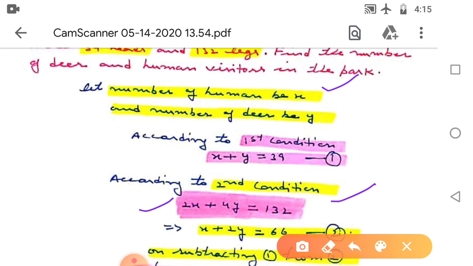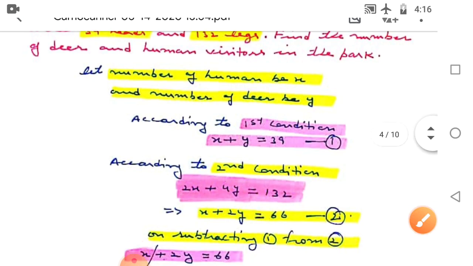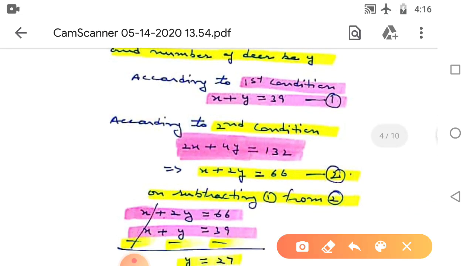Human x, number of legs 2x. Clear? Deer y, number of legs 4y as far as deer is concerned. So 2x plus 4y is equal to 132. You can take 2 common, and finally the equation becomes x plus 2y is equal to 66.